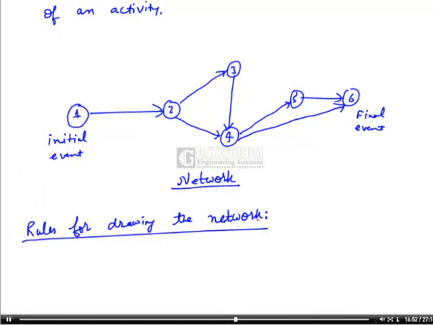So the first rule is that each activity should be represented by one and only one arrow. For example, this is one activity. Let us say this is activity A. So 2 to 3 is another activity. I cannot write A; this has to be represented by the word B. Now 2 to 4 again cannot be represented by A or B; it has to be represented by activity C. So all activities must be represented by one and only one arrow. There should not be any repetition. So this is rule number 1.